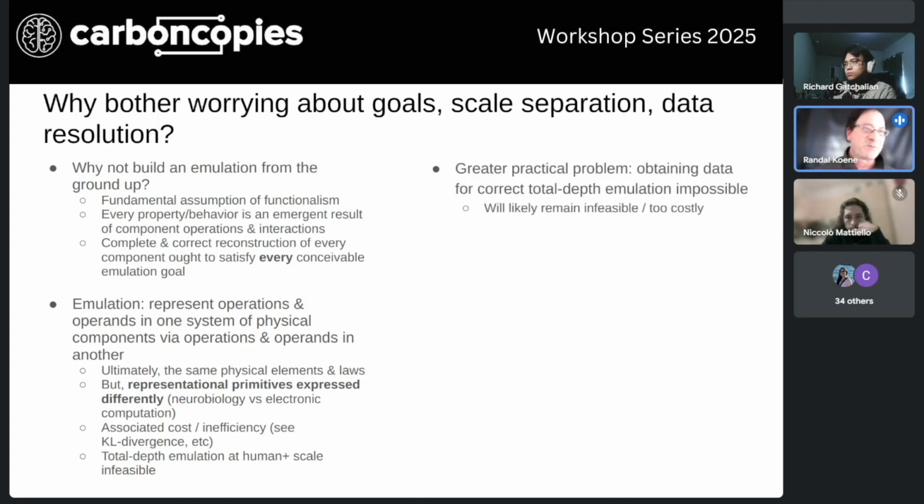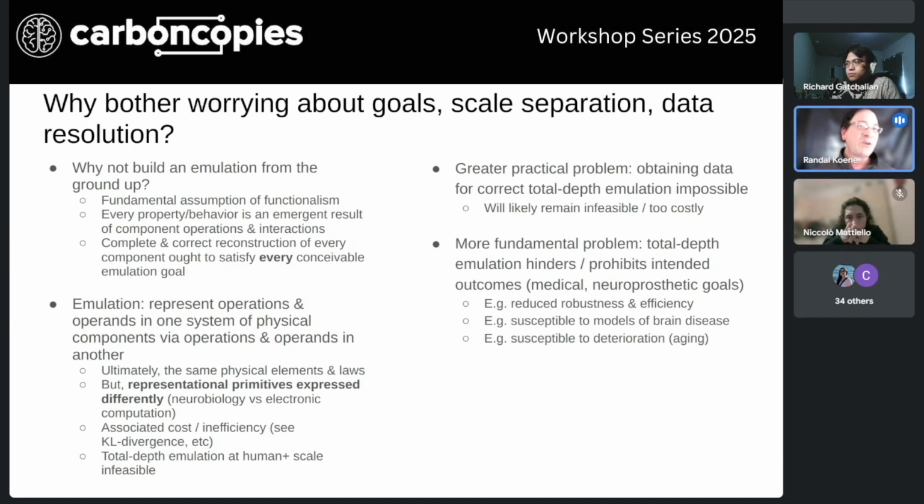Setting that aside, as it may be inconsequential for a first brain emulation, there's a far greater practical problem: obtaining the necessary data for a correct total depth emulation is currently impossible. It's quite likely that it will remain infeasible or far too costly, even in the long term, for emulation of brains beyond those of very small organisms.